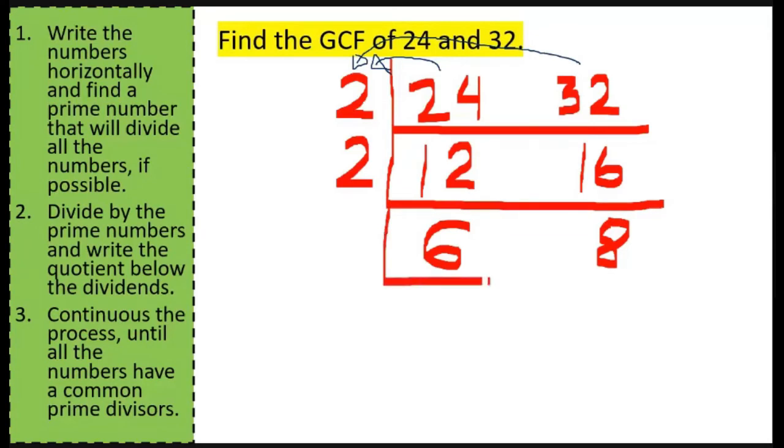Ma'am, hanggang kailan titigil? Mamaya malalaman nyo kung kailan kayo dapat tumigil. So, what number is divisible by 6 and 8? So, the answer again is 2. Okay. So, divide natin. The answer is 3. And 8 divided by 2 is 4. Yan. Ma'am, titigil na po ba?